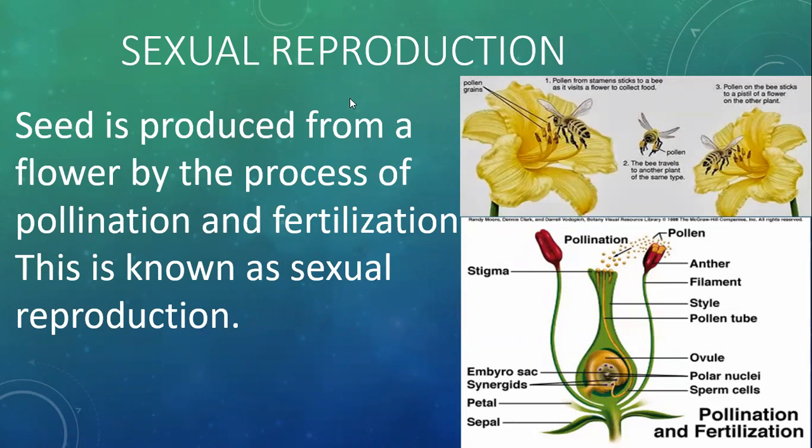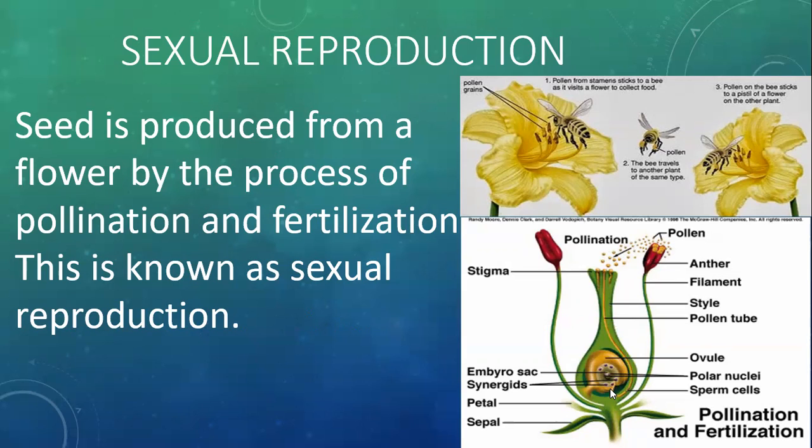See here, the seed is produced from a flower. We know very well the seeds are produced from the flower by the process of pollination and fertilization. What is the meaning of pollination? The transfer of pollen grains. See, this is the pollen grain. This is the anther, the male reproductive part of the flower. The pollen grain is transferred from the anther to the stigma. The stigma is the female reproductive organ. The pollen grains transfer from the anther to the stigma of a flower.